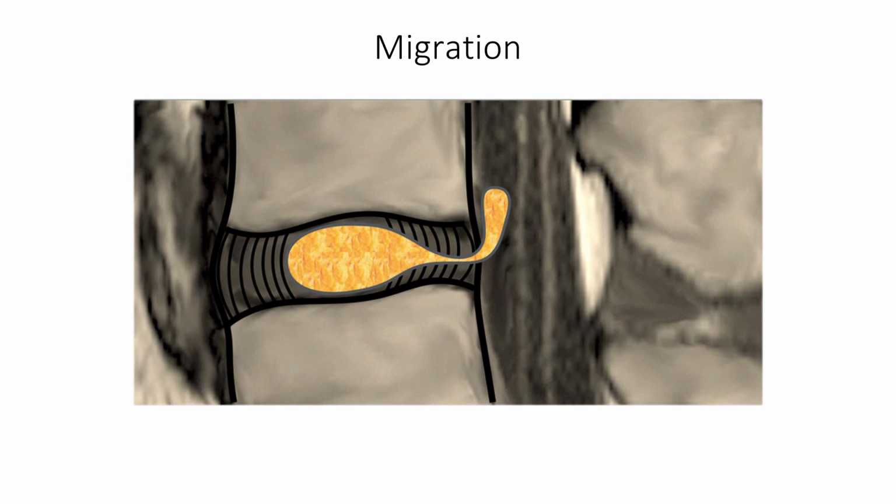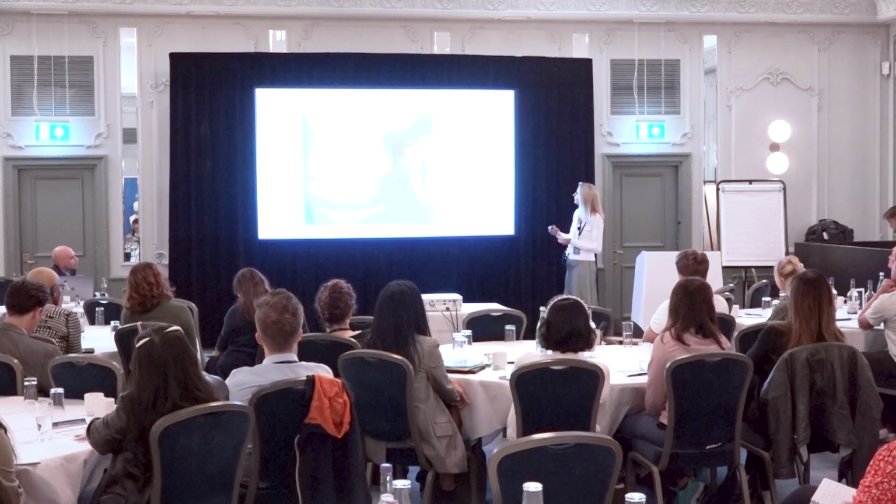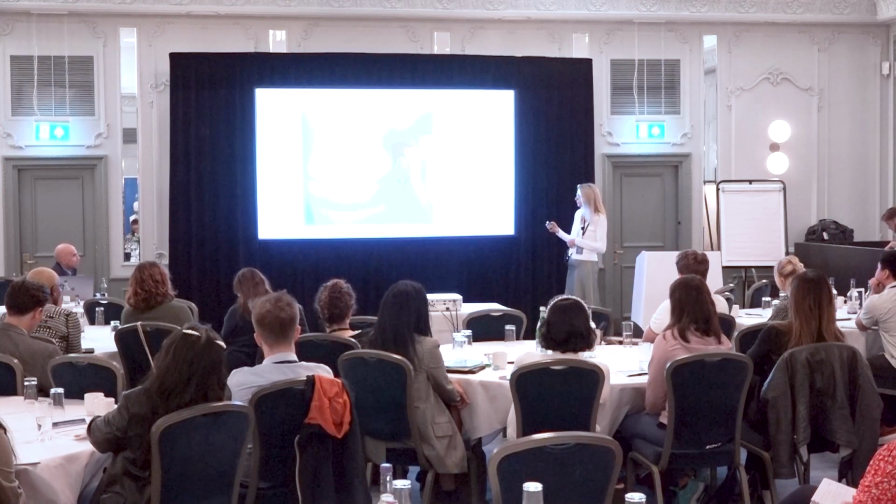So a migration can go up or down. The migratory discs can break off, and then we call them a sequestration. These types of discs, they're usually large. They usually cause significant neural compression. And when you get a disc herniation that's coming out into the neural foramen, you can see that you're going to affect your nerve root.